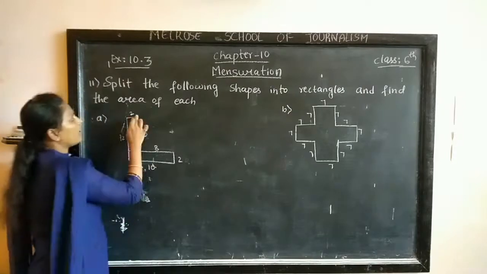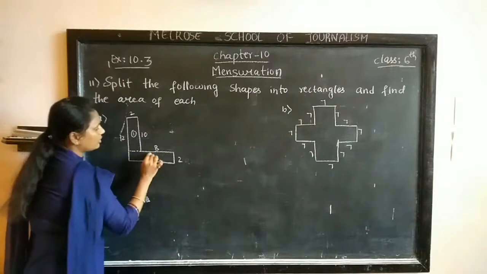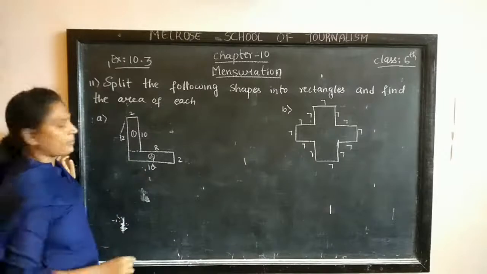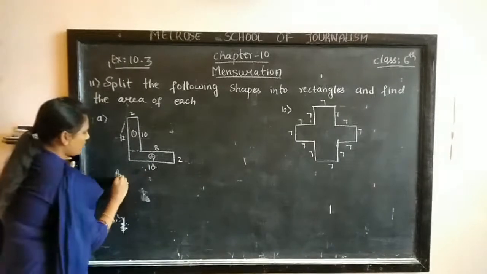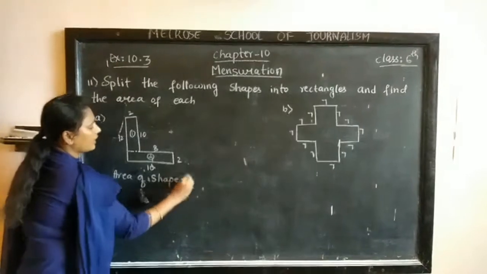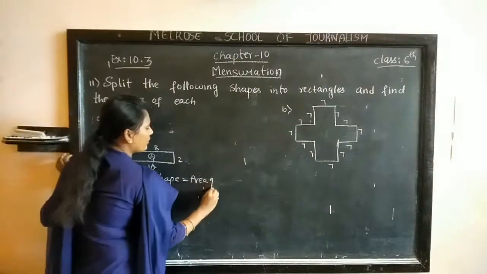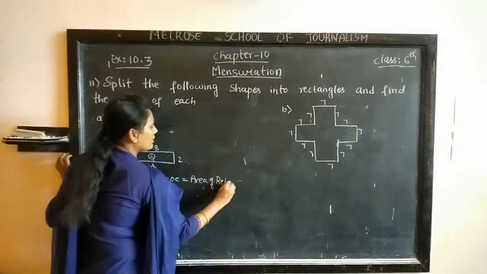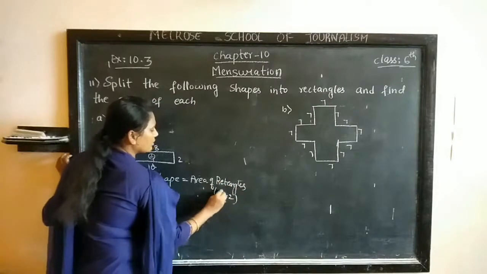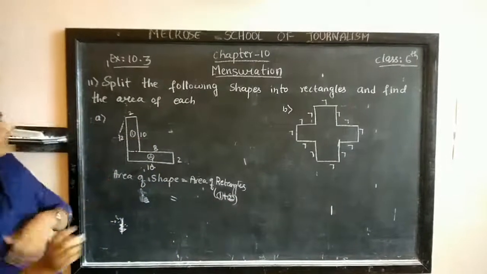Now we got two rectangles. One is this box and one is this box. If you find the area of these two rectangles, then it will give you the area of this shape. So area of the above shape means area of rectangle 1 plus area of rectangle 2. So to find out the area of rectangle 1, what we need is length and breadth.